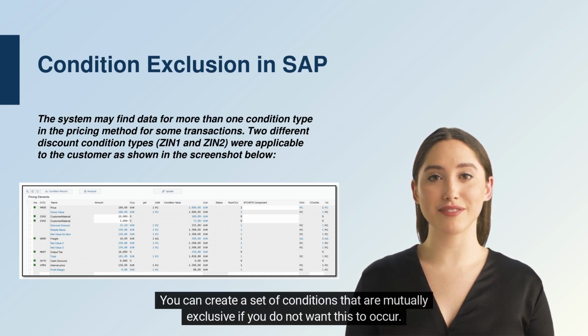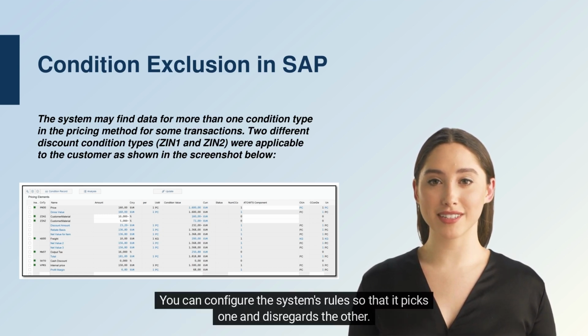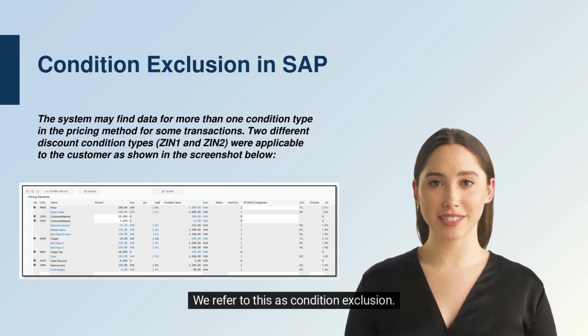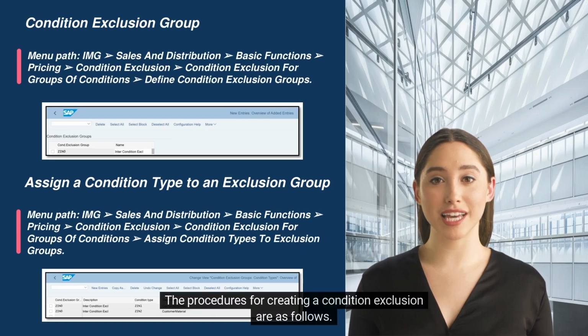You can create a set of conditions that are mutually exclusive if you do not want this to occur. You can configure the system's rules so that it picks one and disregards the other. We refer to this as condition exclusion. The procedures for creating a condition exclusion are as follows.